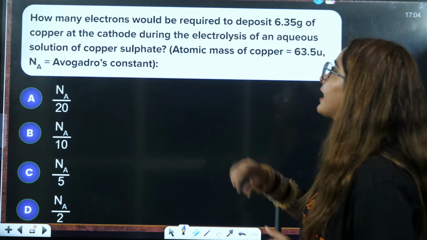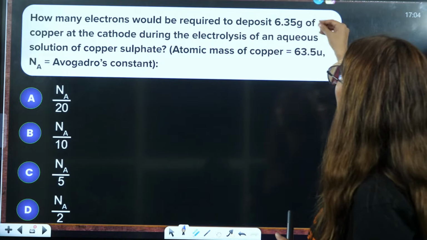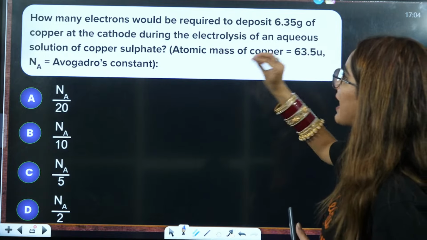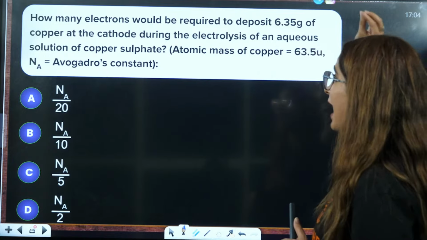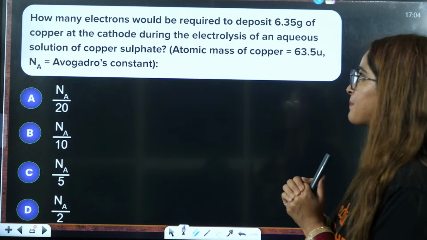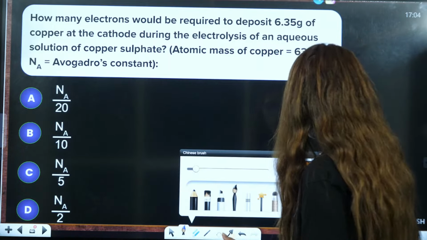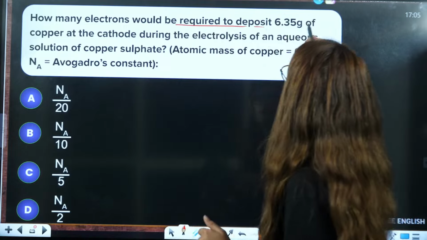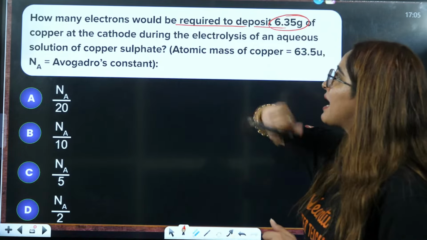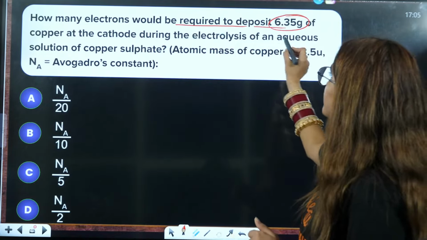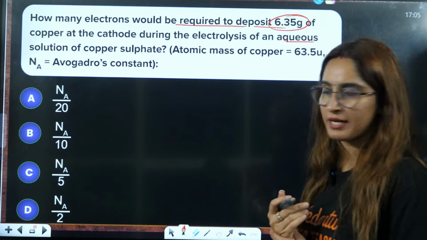Okay, students? Yes. How many electrons would be required to deposit this much of copper at cathode during the electrolysis of aqueous solution of copper sulfate? Now, they are asking you how many electrons would be required to deposit this much of copper at cathode during the electrolysis of copper sulfate. Right?